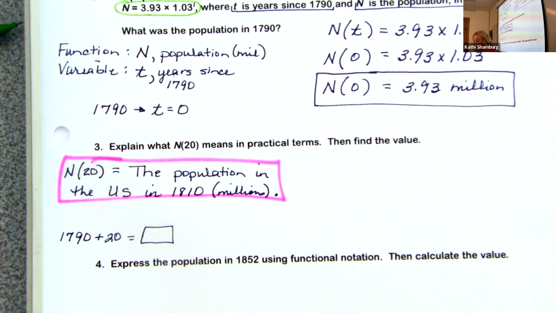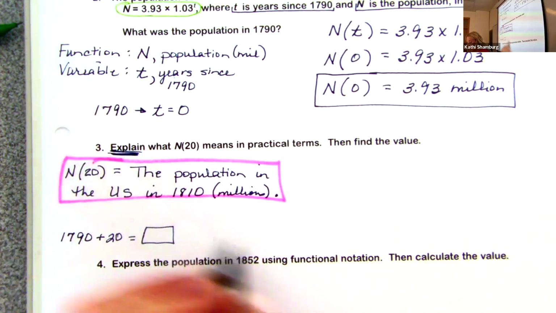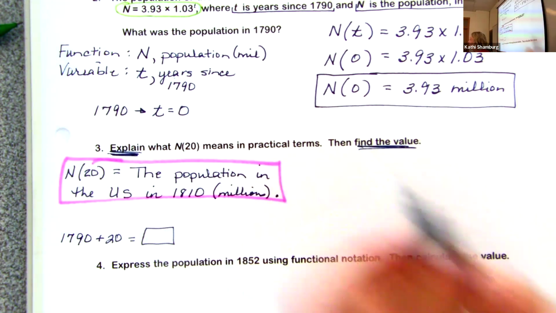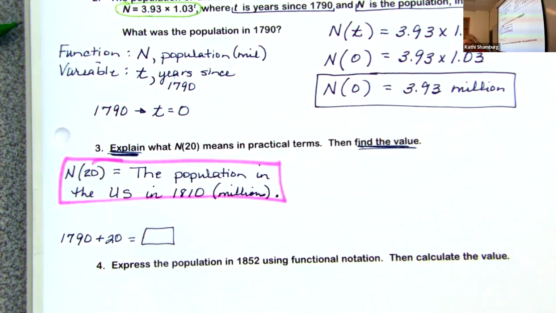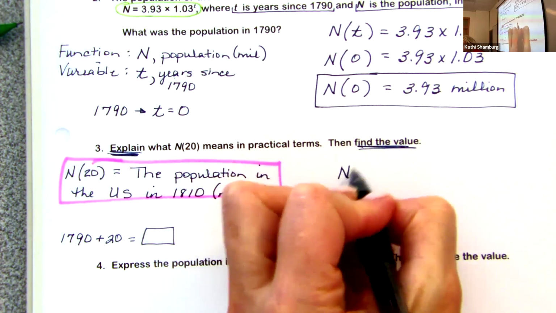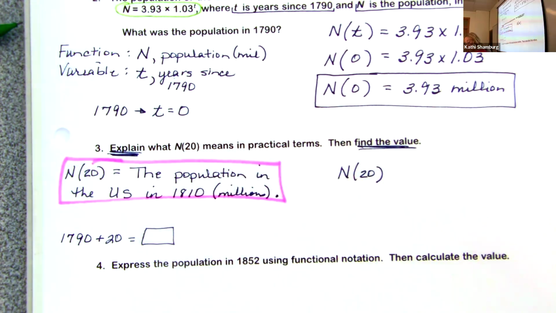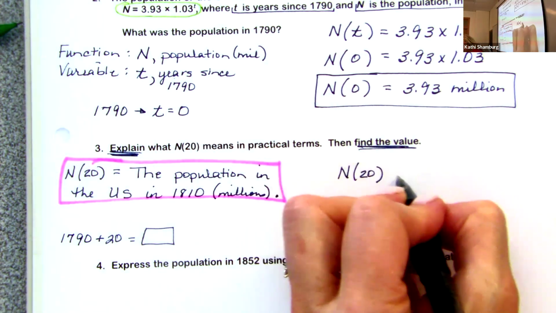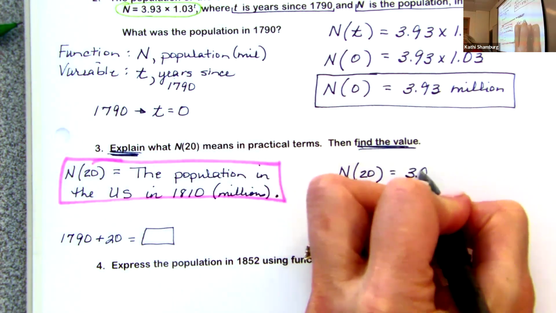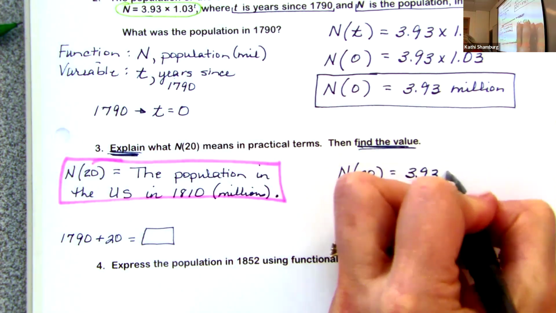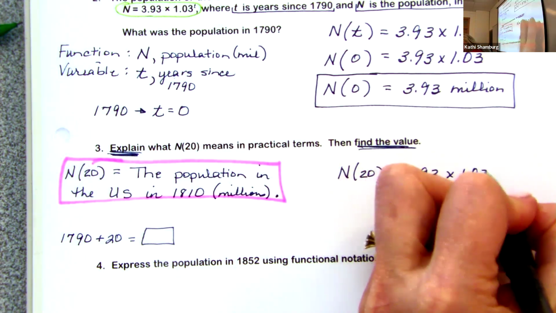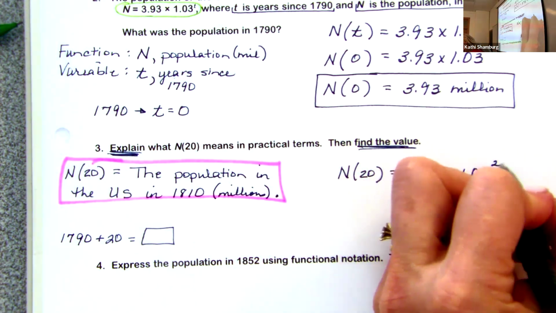That's the first part that it asks. It asks us to explain. Now it says find the value. So we're going to do N of 20. I'm going to find that equation, which was 3.93 times 1.03 raised to the 20th power.